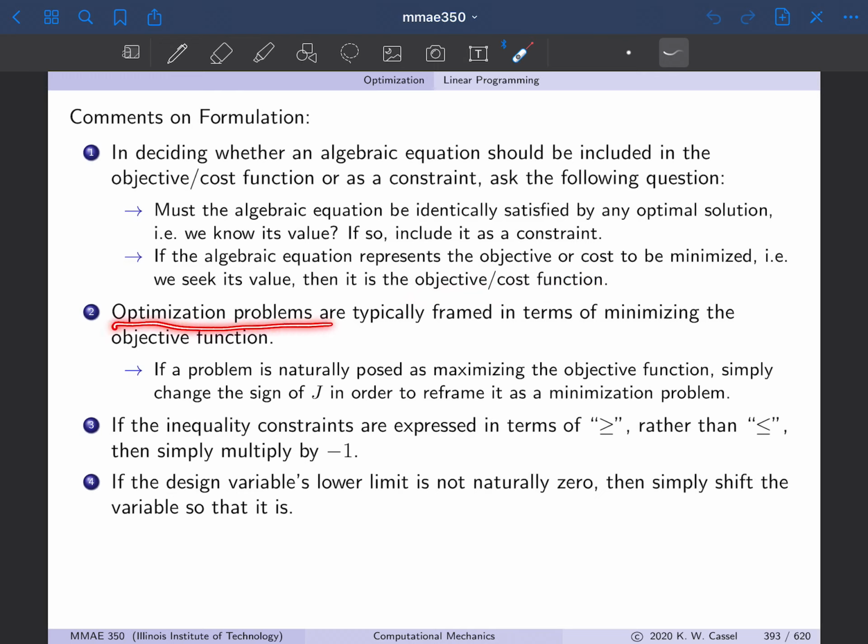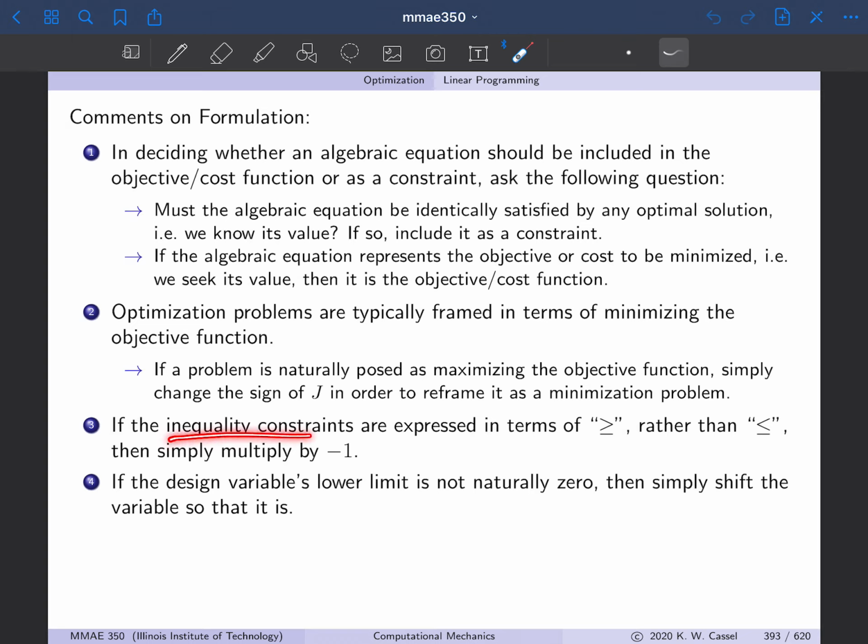Secondly, optimization problems are typically framed in terms of minimization. We've discussed this before, so we're minimizing the objective function. If it's instead, say, maximizing profit, then all you have to do is take your J, your objective function, and multiply it by -1, and that will switch it from a maximization to a minimization problem. So it's very simple, very straightforward. It literally just changes the sign.